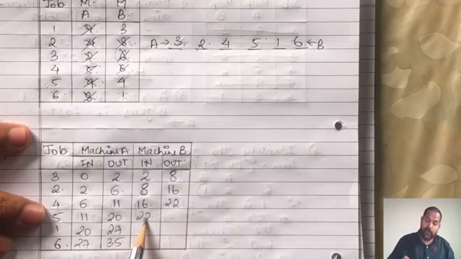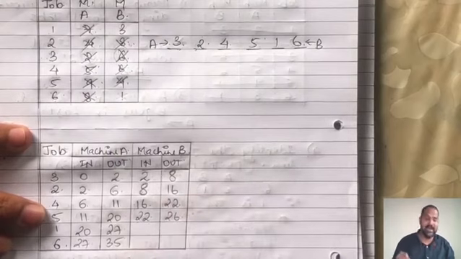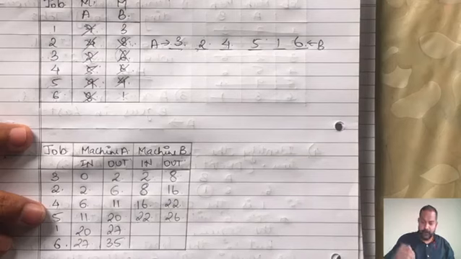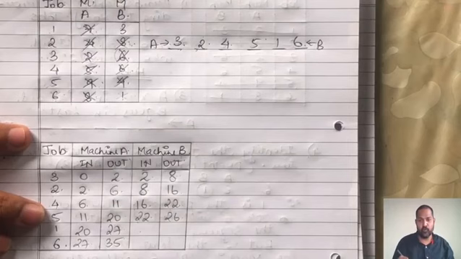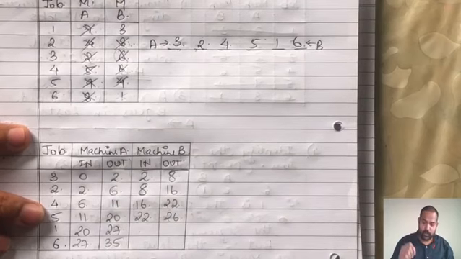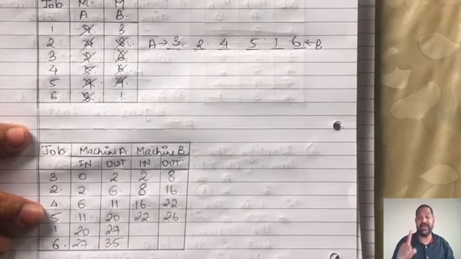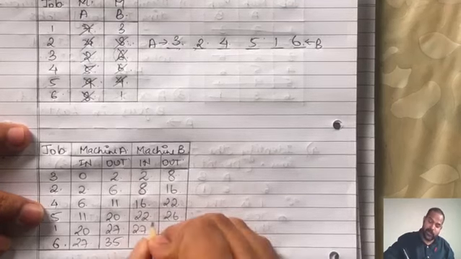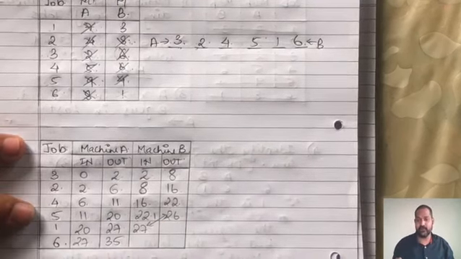Job 5 on B takes 4 hours. 22 plus 4 is 26. B got done at 26. B will pick up the next job at 26? No. Because the next job is not available at 26. It is going to be available at 27. So what B will do is, B will wait and then pick up the job at 27. I will make a note here that there is a 1 hour waiting.